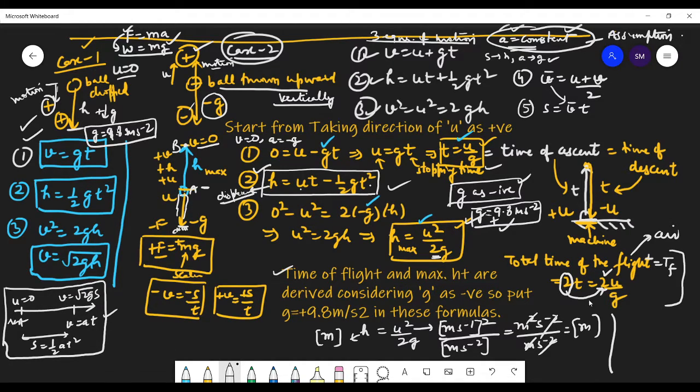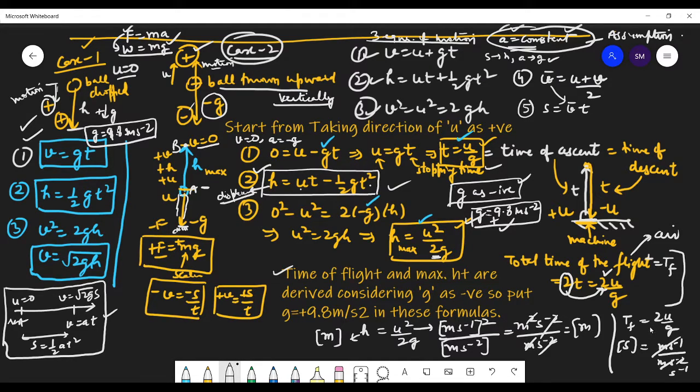Now in the next formula, here also you can check. Time of the flight is equal to 2u by g. Here the time is in seconds on the LHS, and see the units over here: meter per second divided by meter per second square. So the meter cancels, and you are left with per per second, which becomes second. So the units are the same on both sides. Students, this is the way to verify whether the formula you have written is correct or incorrect. You can always try this dimensional analysis. Okay.